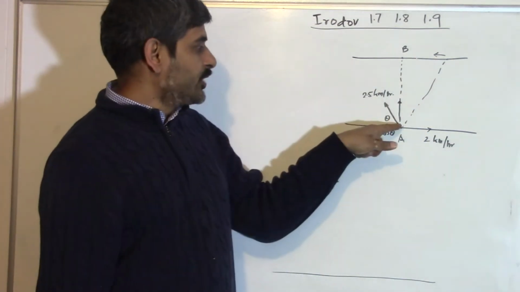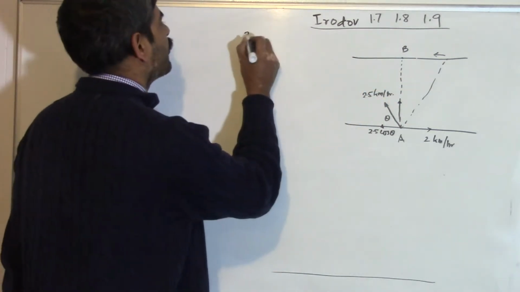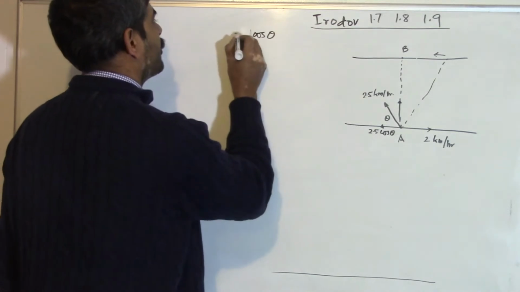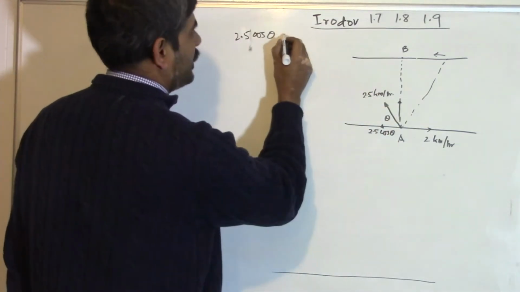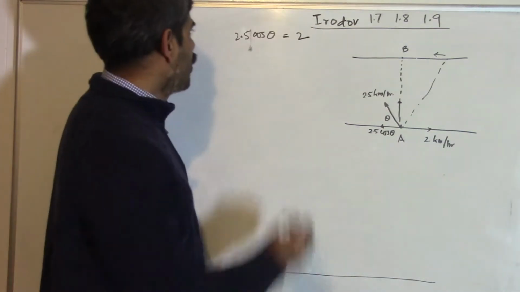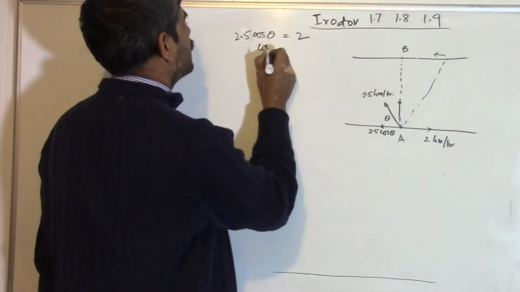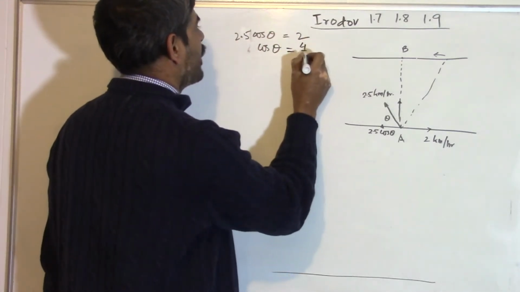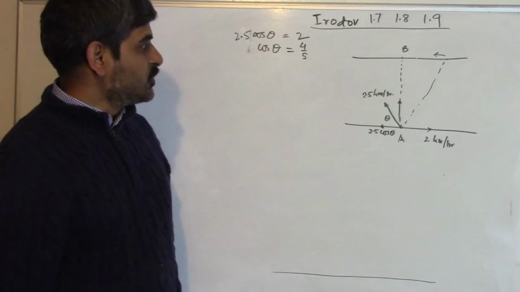In order that he reaches directly across, the condition is that 2.5 cos theta, the horizontal component of his velocity, should be equal to 2. So cos theta will be equal to 2 divided by 2.5, which is 4 by 5. And therefore we can get sin theta as 3 by 5.